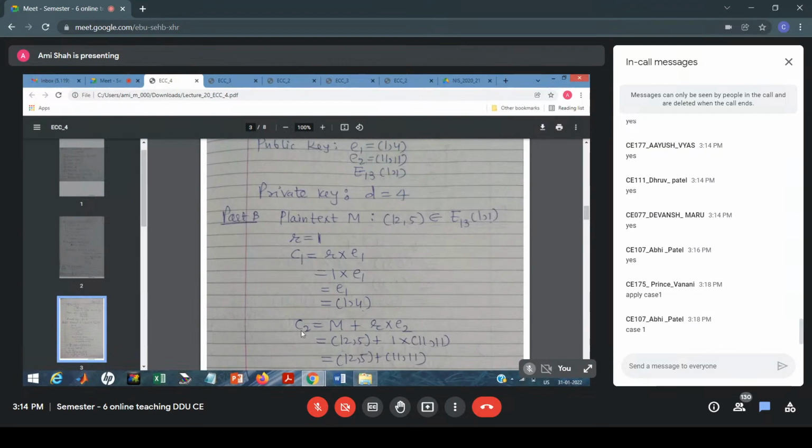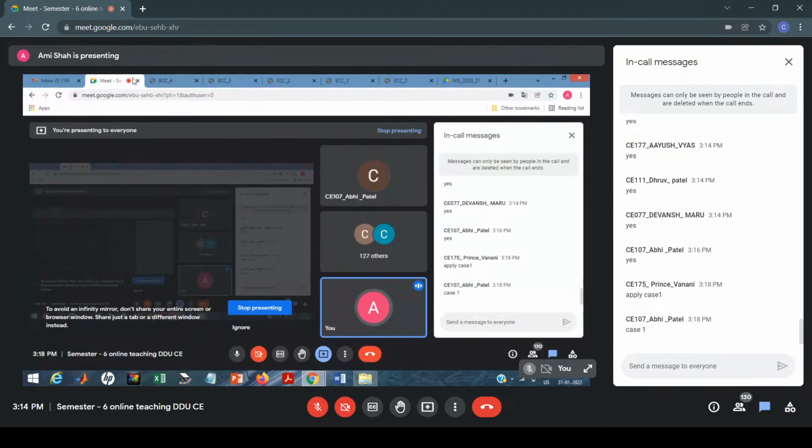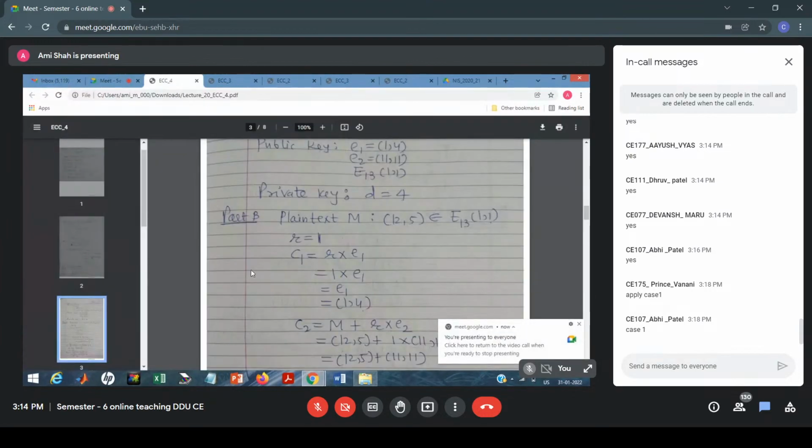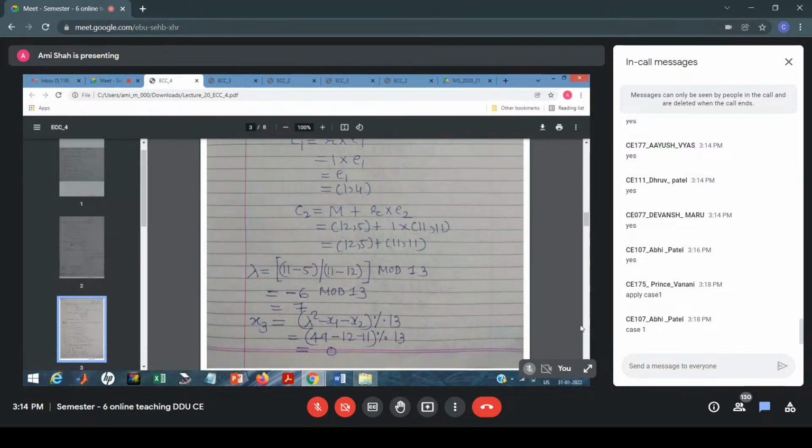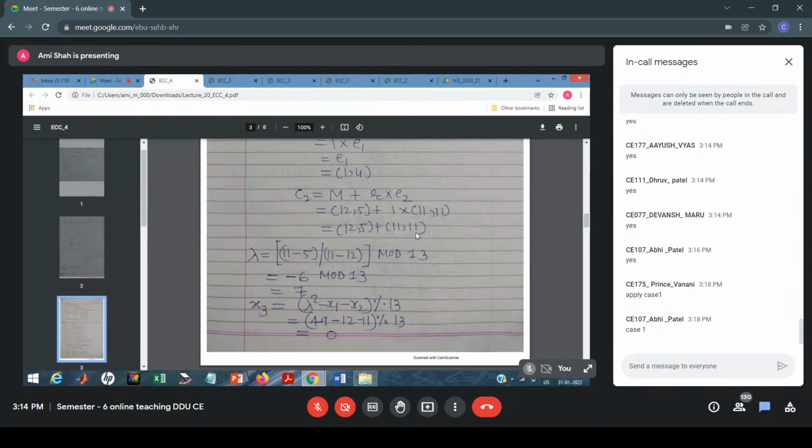Now I want to find C2. Here two points are given to me and in between the plus operation is there. So which case is applied? Quickly write down. Case number 1, right? So here you have to apply case number 1, because P is not equal to Q. Now how to calculate lambda? All of you know: y2 minus y1 divided by x2 minus x1. When you apply this formula, what are you getting?